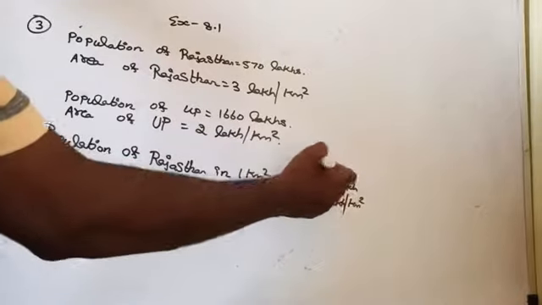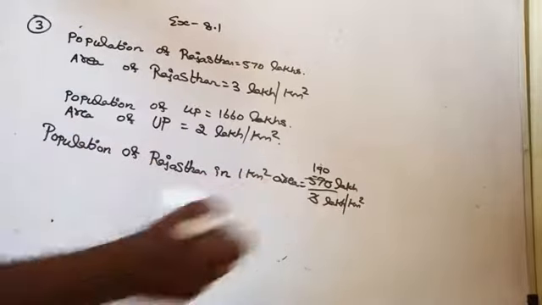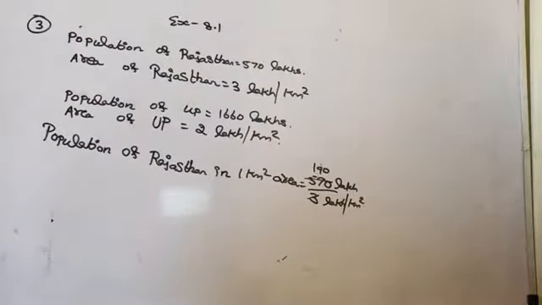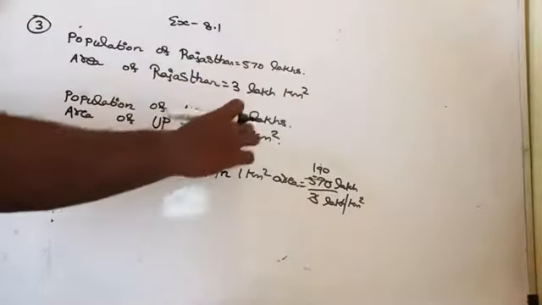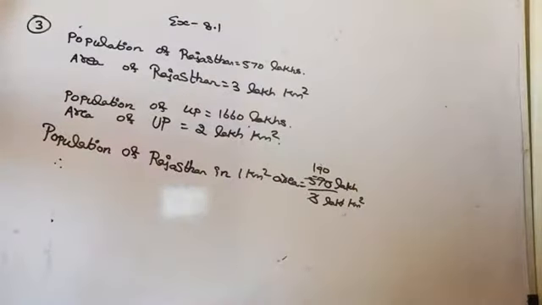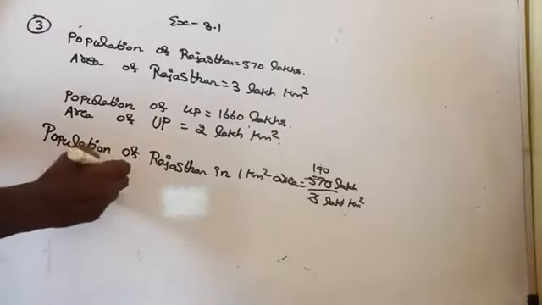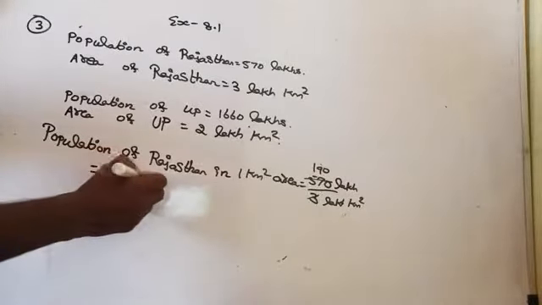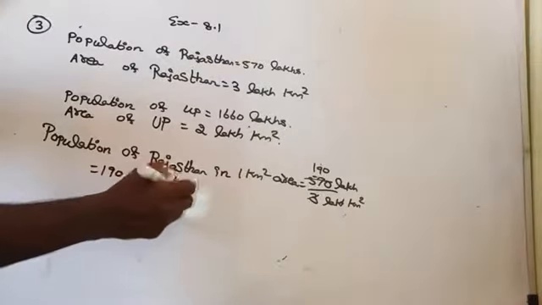Then 1 3 is 3, 19 3s are 57, so 190. When simplifying, we are getting 190. So therefore 190 people per kilometer square. Am I right here? The area of Rajasthan is 3 lakh kilometer square only. So therefore 190 people per kilometer square.